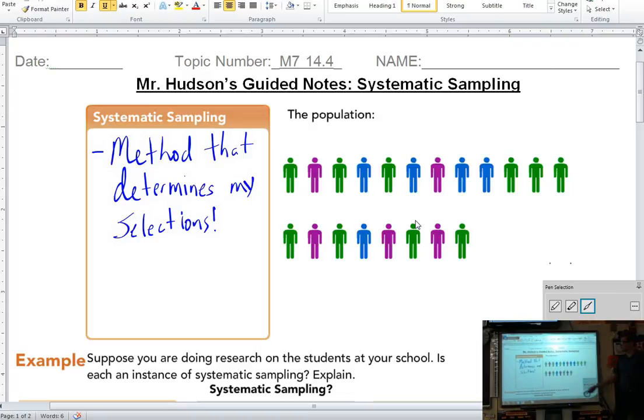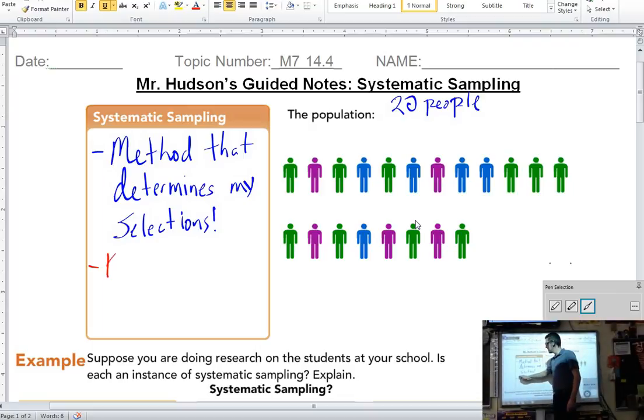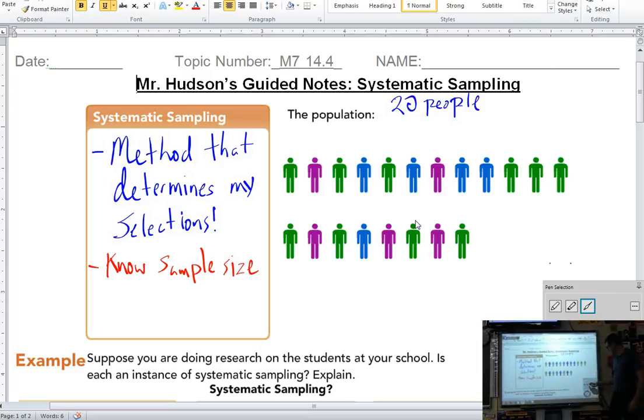So my population here, 1, 2, 3, 4, 5, 6, 7, 8, 9, 10, 11, 12, 13, 14, 15, 16, 17, 18, 19, 20. 20 people. I have to choose a system, and I need to decide how many people I want. So in a systematic sample, decide your sample size. And then, this magical number we're going to work with, n. N is going to tell me how I make my choices.